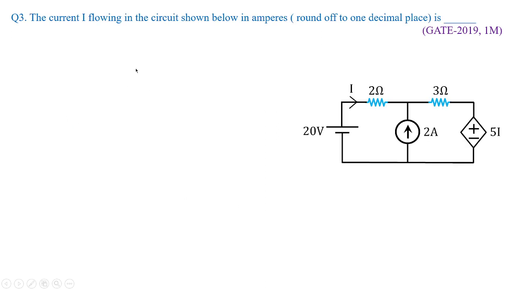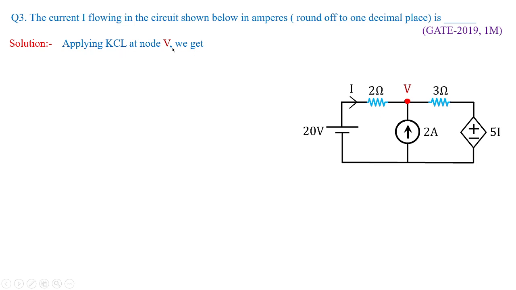In the next problem, the current I flowing in the circuit shown below, in amperes, rounded off to one decimal place, is dash. This was for GATE 2019 for 1 mark. It's a very simple problem. It's a current dependent voltage source, and the current is flowing in 2 ohms. In fact, you can easily estimate the current by assuming KCL at this particular node V.